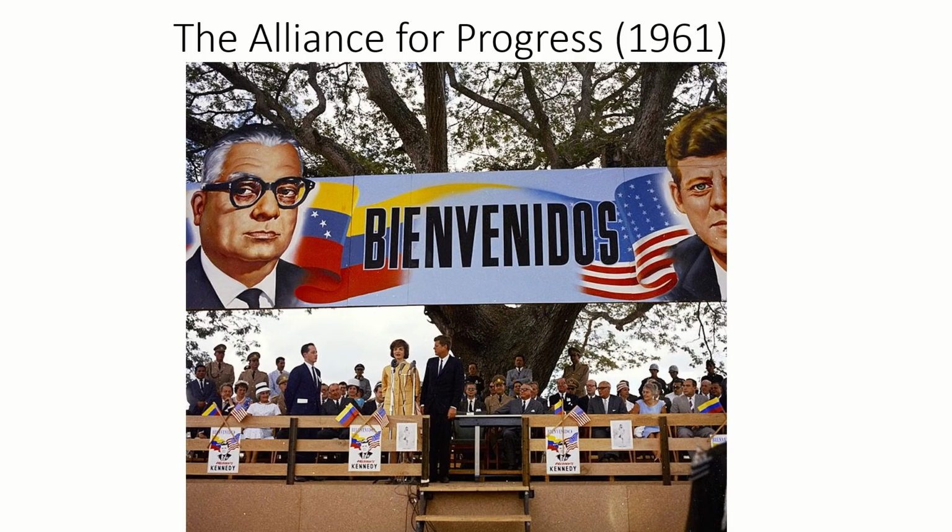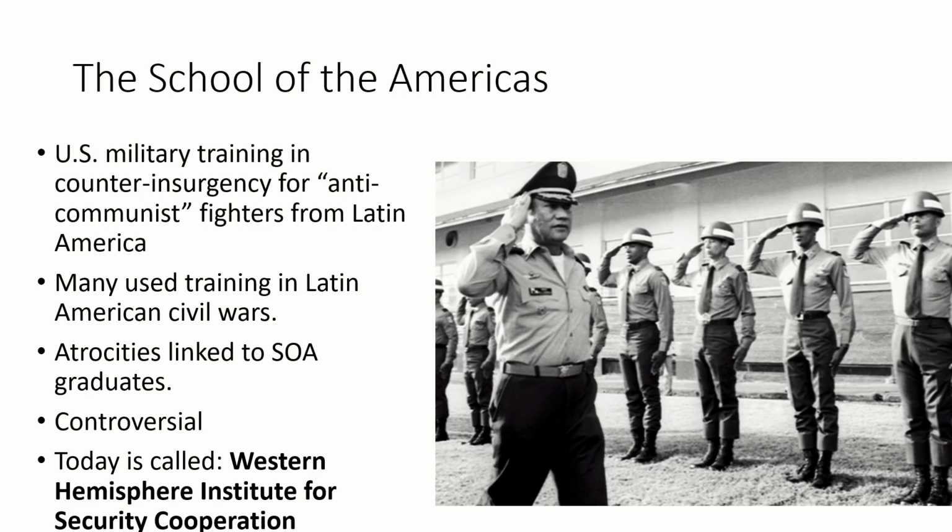And so because of this, in 1961, the Alliance for Progress is created by President John Fitzgerald Kennedy along with friendly Latin American governments. The idea of this was to bring American countries together in order to resist the influence of communism. And a part of this is going to be the creation of the School of the Americas, a U.S. training facility for counterinsurgency, for anti-communist fighters to fight in Latin America's civil wars.